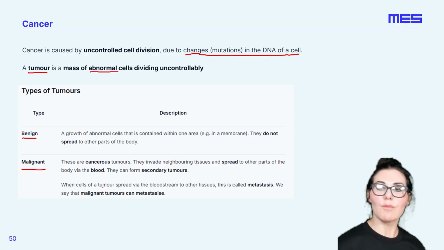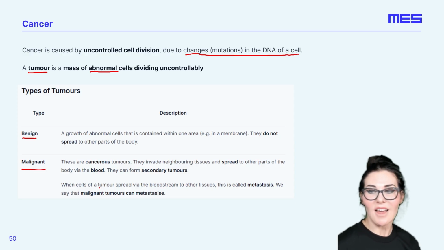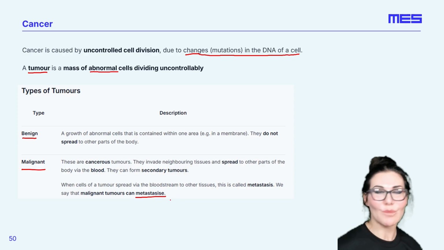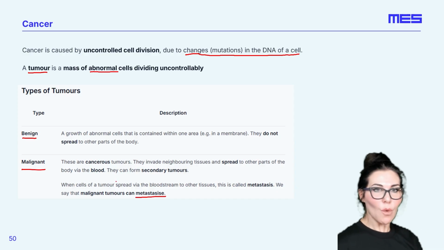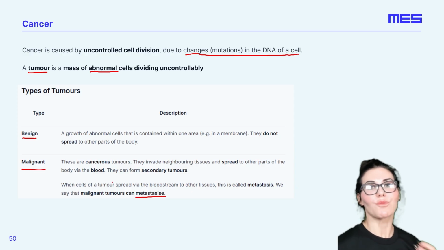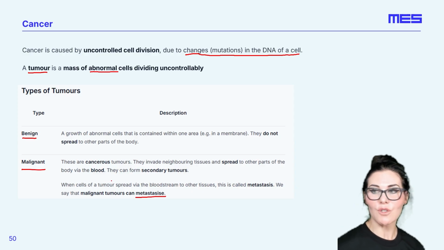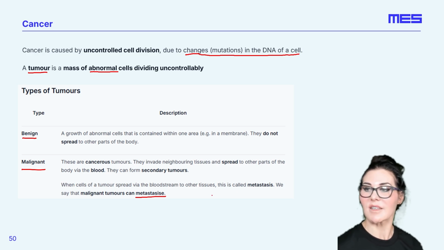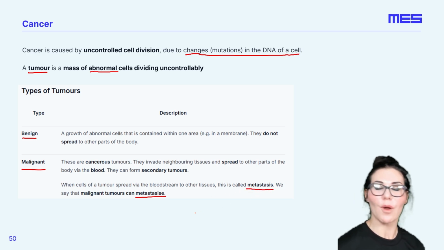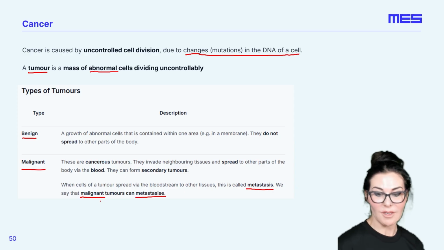A malignant tumour is more the cancerous tumour. What that means is they can metastasize, which is this word here, metastasis, I can never say it, metastasize, which means they can spread. What happens is the cells of the tumour break away from the main tumour, the primary tumour, enter the bloodstream, and then travel to other parts of the body and form secondary tumours elsewhere. Metastasis is the term to describe that process. Malignant is another word to describe that a tumour is spreading to other parts of the body.